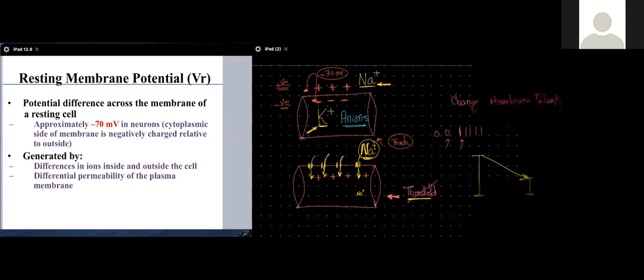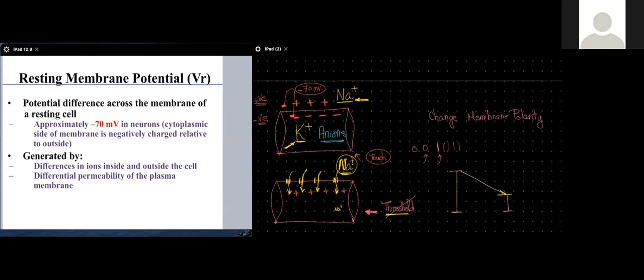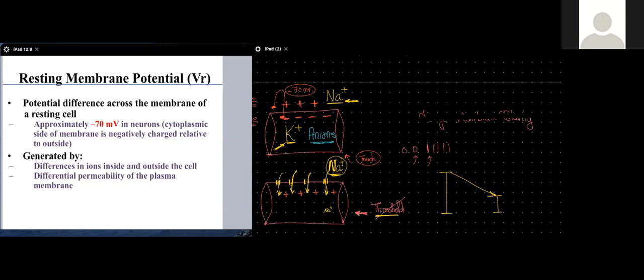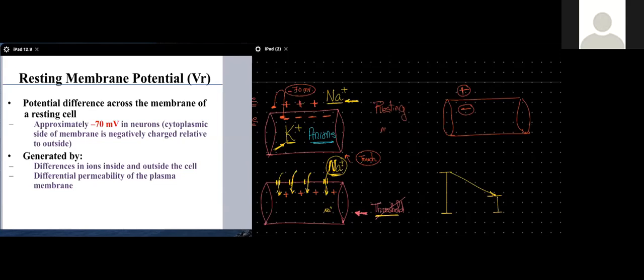This is a change in the membrane polarity. What I mean by polarity is that I have two poles. This is my cell membrane. Cell membrane has two sides. It has two poles. One is more negative, one is more positive. This is the polarity. This is my resting membrane polarity.